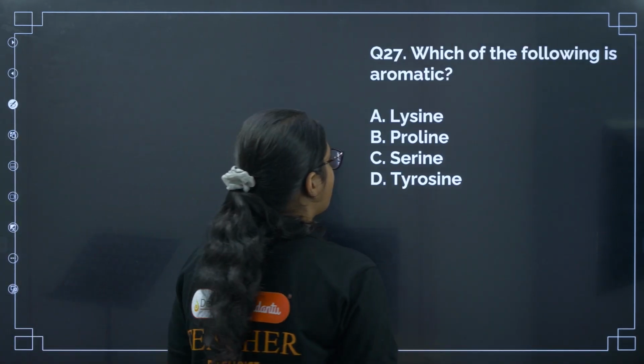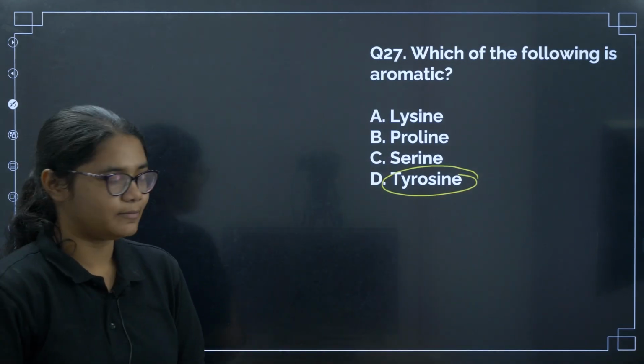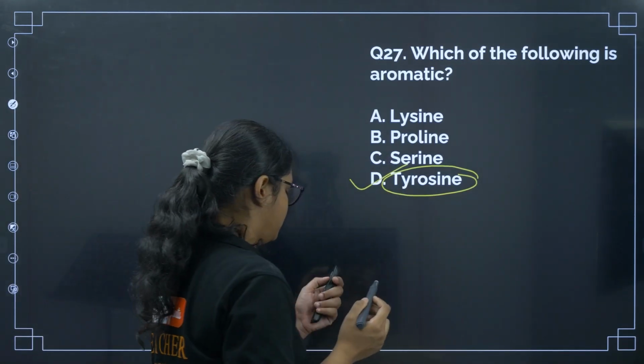Next, which of the following is aromatic? So you know tyrosine, you have to remember tyrosine amino acid is aromatic in nature. Correct answer is option number D.